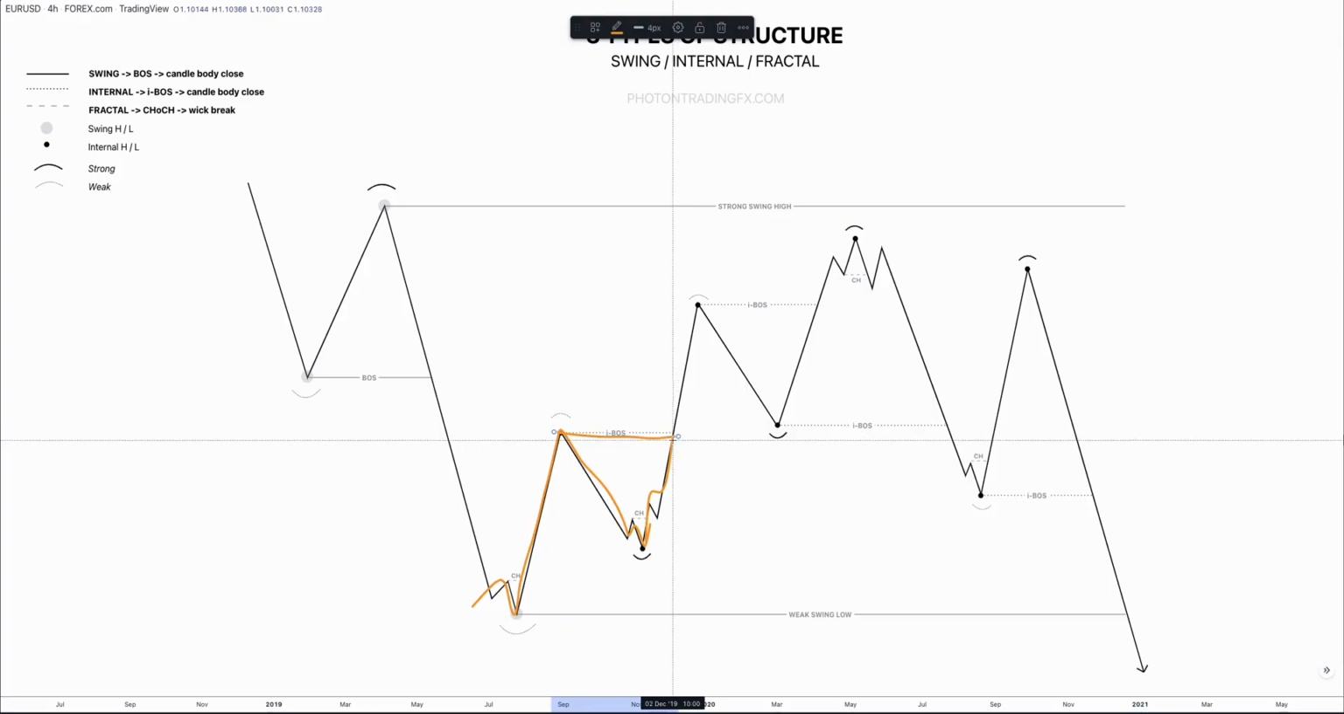Then we actually get that IBOS. Okay, now we're starting to see that structure form. We're getting the swing pullback. Again, we pull back, we come to the downside, and then we get a continuation of that bullish internal structure, okay?